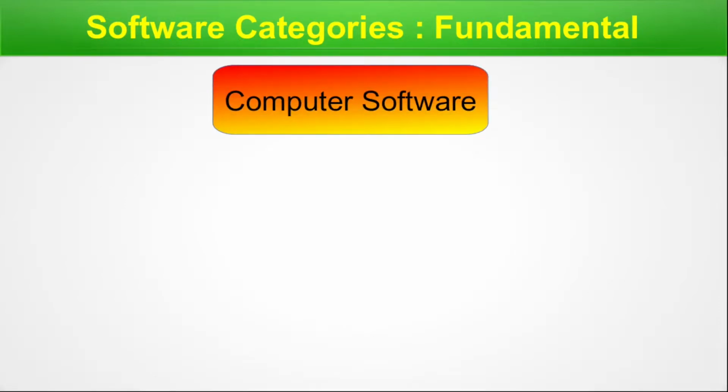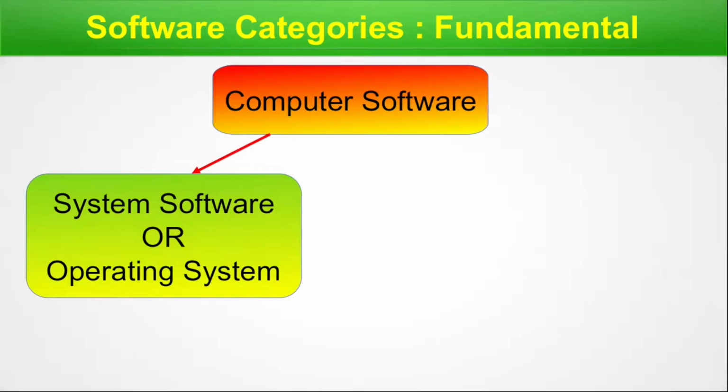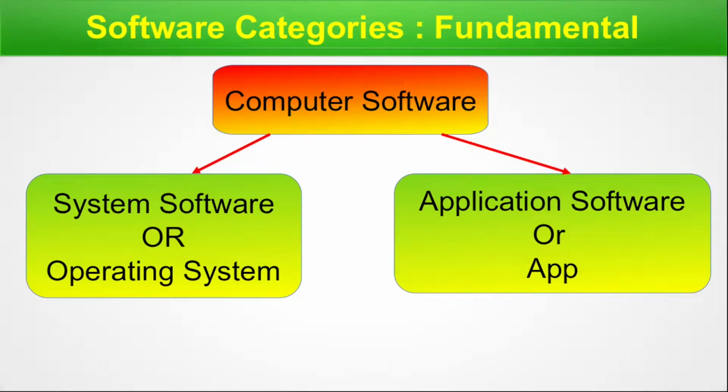Software categories, fundamentals. First of all, when we have any computer, we obviously have to have software inside it. Now, broadly, computer software can be classified into two categories. The first one is system software or operating system. Mostly you are familiar with Windows, that is a system software or operating system. The next one is application software or app. So, application software is like Office. Let's look at some of the examples.